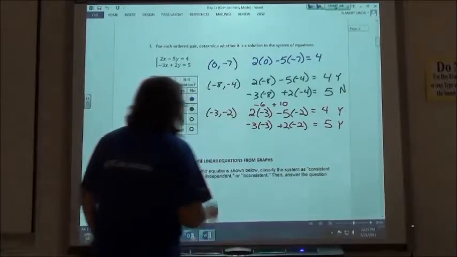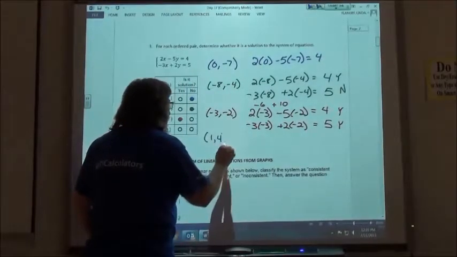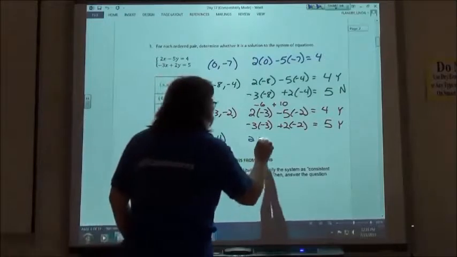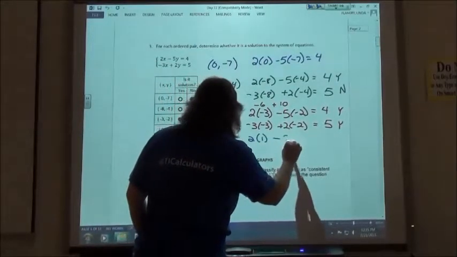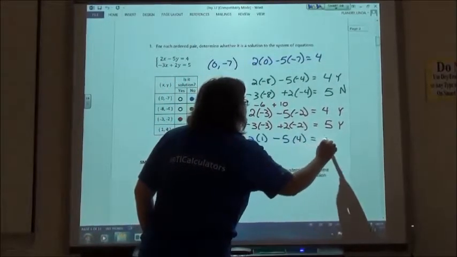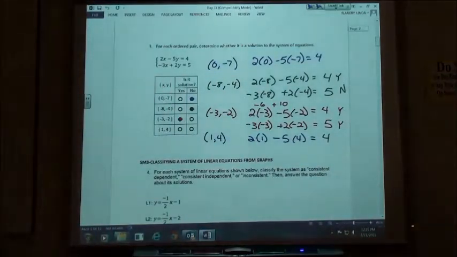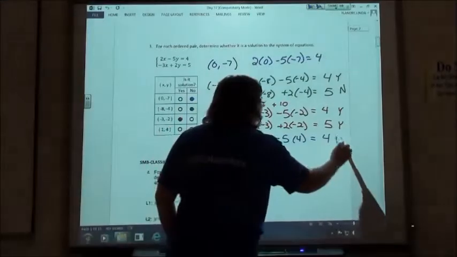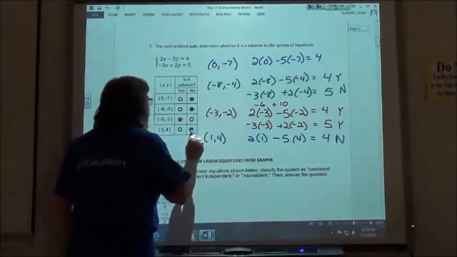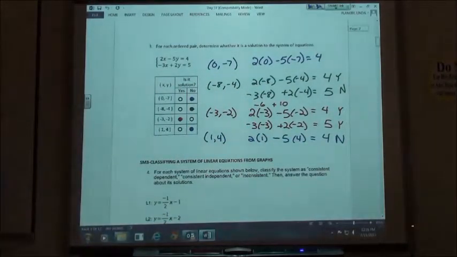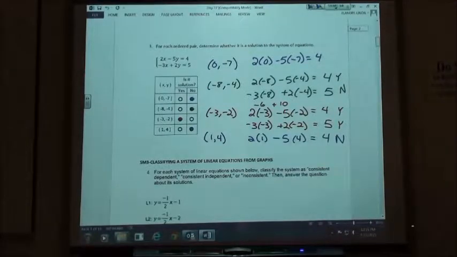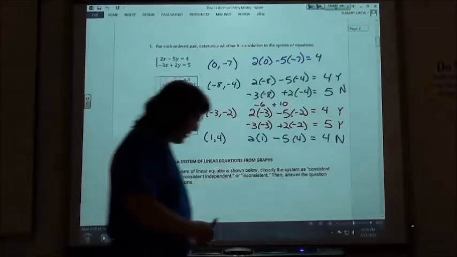And the last point, 1, 4. So 2 times the x value of 1 minus 5 times the y value of 4. Do we get an answer of 4? No, we don't. Since that's a no, we can just mark no, and we're done. So just plugging the numbers in, checking to see does it work or not. If they're both yeses, we can mark yes.